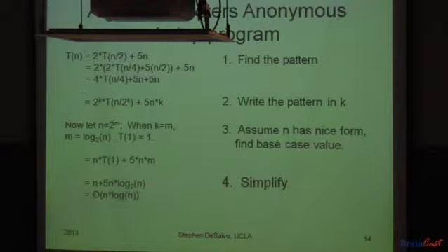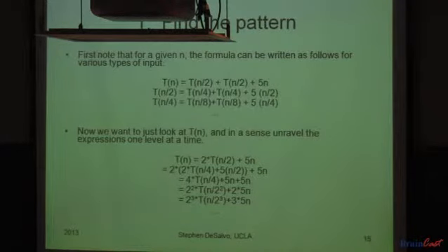So here's a 4-step process for doing it. Just focus on the top. Here's the 4-step procedure in all of its glory. Let me come back to the slide. I think I did this one at a time. No, I didn't. Step 1: find the pattern. Note that for a given n, the formula can be written as follows for various types of input. So T of n is T of n over 2 plus T of n over 2 plus 5n.